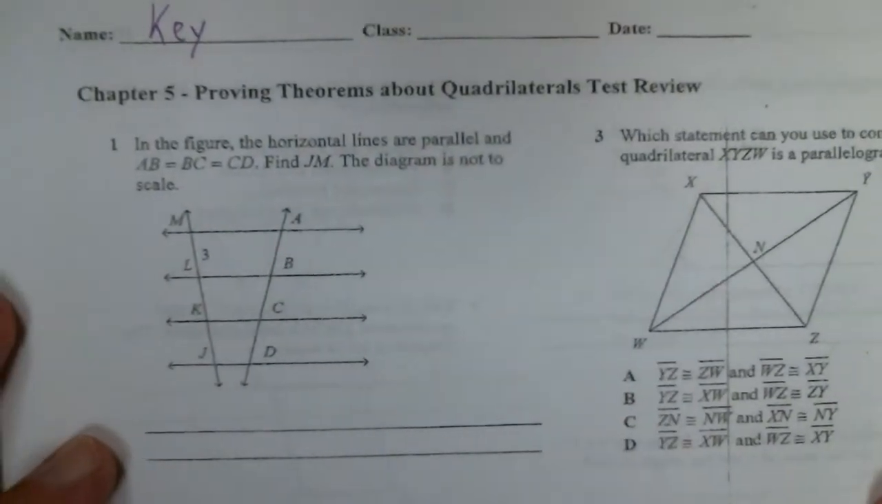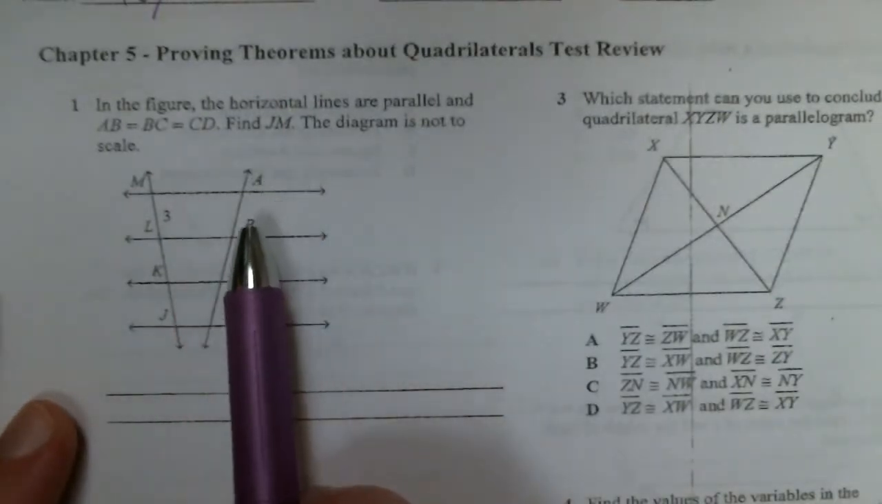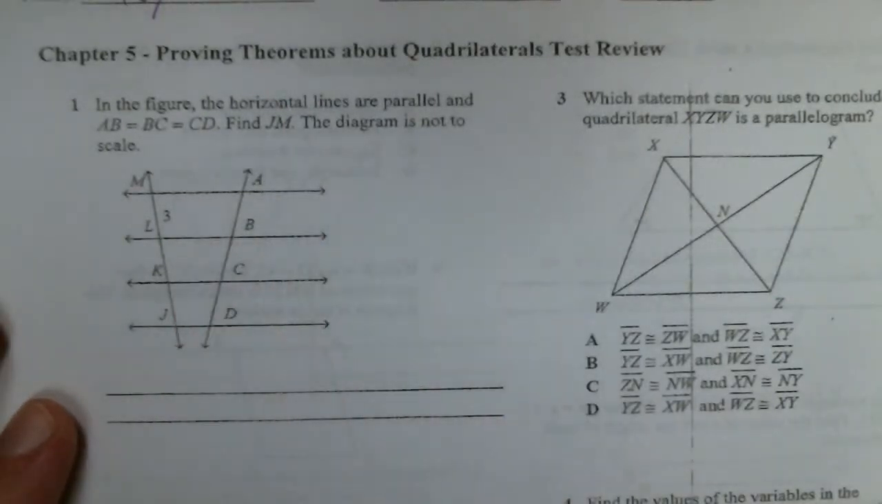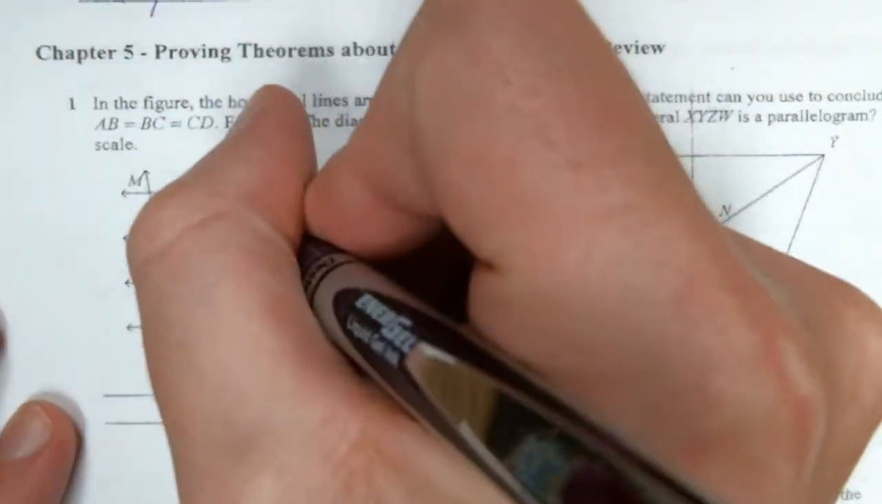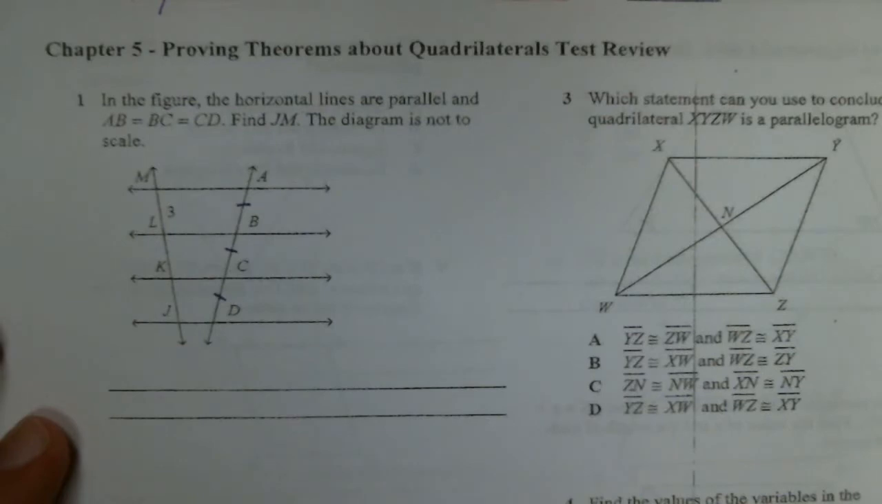All right, so let's jump right in. Number one, quadrilaterals. In the figure, the horizontal lines are parallel, and AB equals BC equals CD. So that means I can put a tick on each of those; they're all the same length. And it says find the length of JM. So I want to find this whole length here. This is a pretty easy problem.